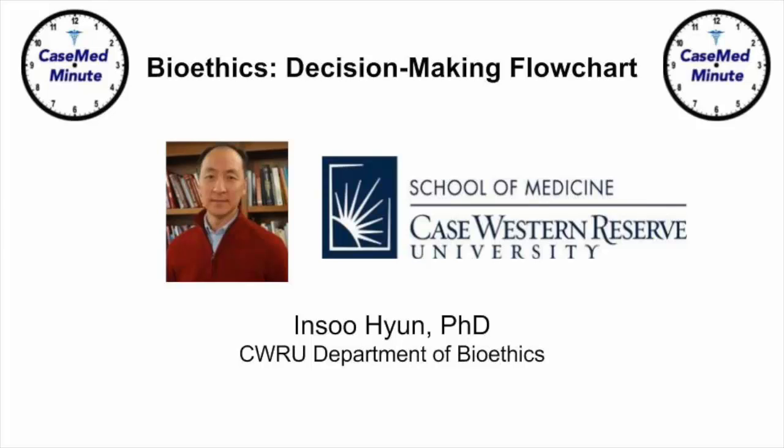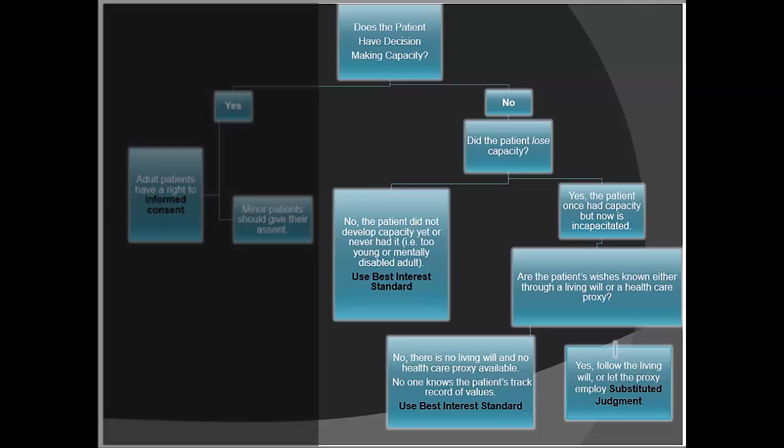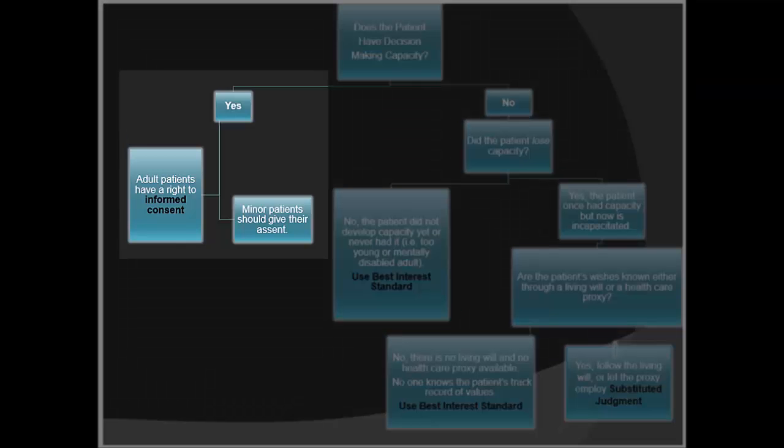Hello, I would like to review with you aspects of this decision-making flow chart, especially the aspects that pertain to the right side. Now, the key question to begin with when facing medical decisions for patients is, does the patient have decision-making capacity? Now, it's either going to be yes or no. If they do have decision-making capacity, then of course we want to encourage patients to exercise their right to informed consent, and in the case that patients are minors, to enable them to give their assent for treatment.